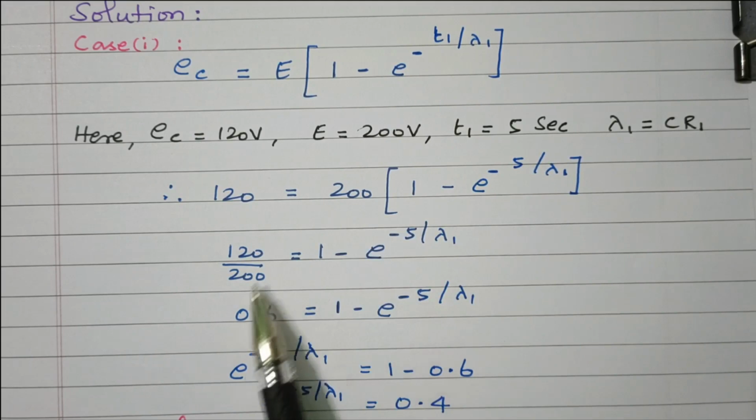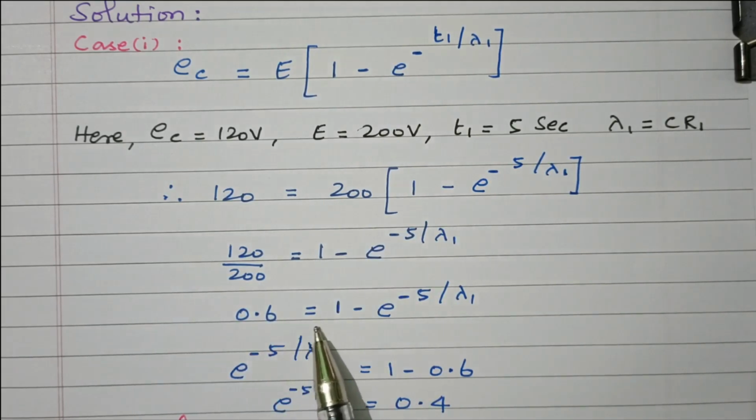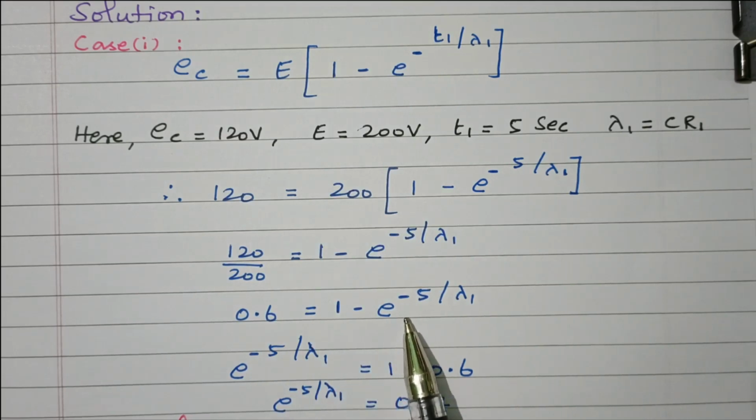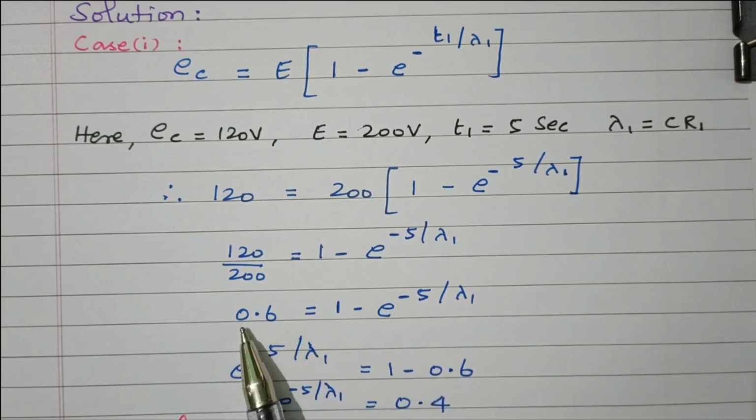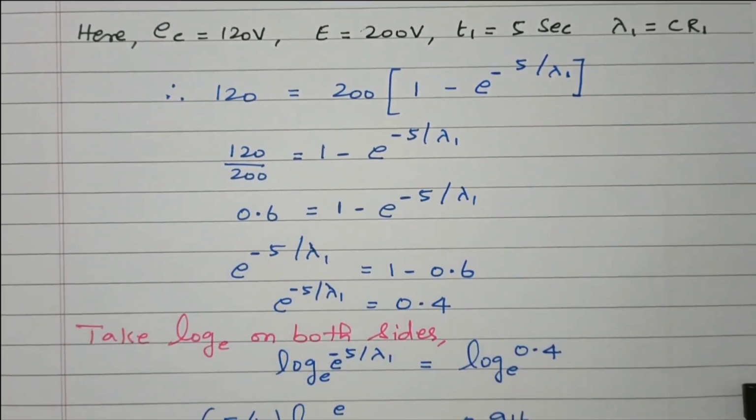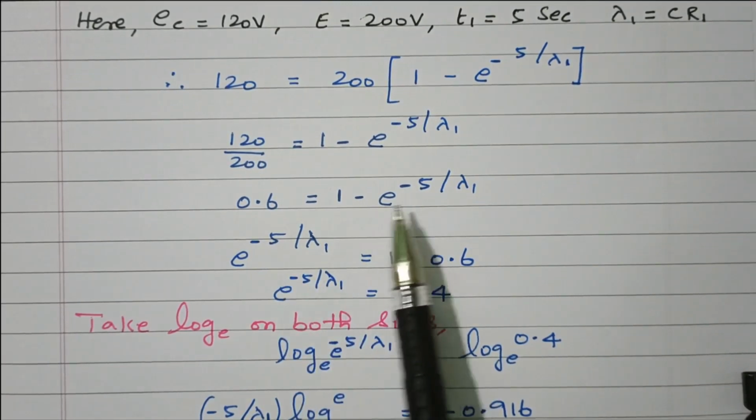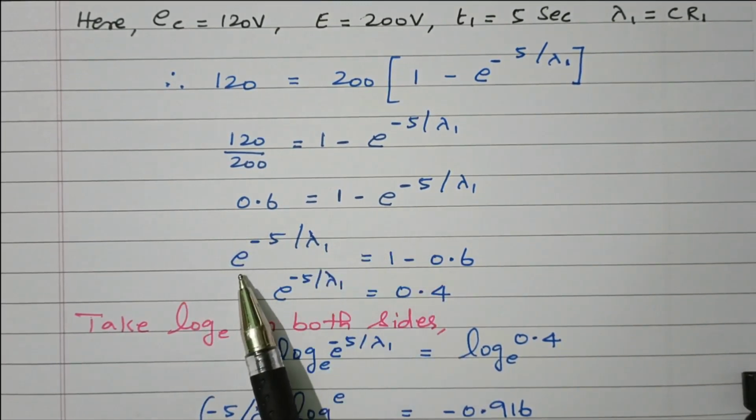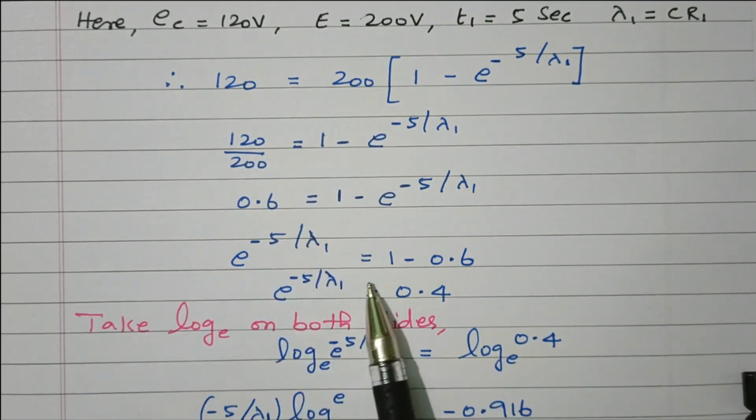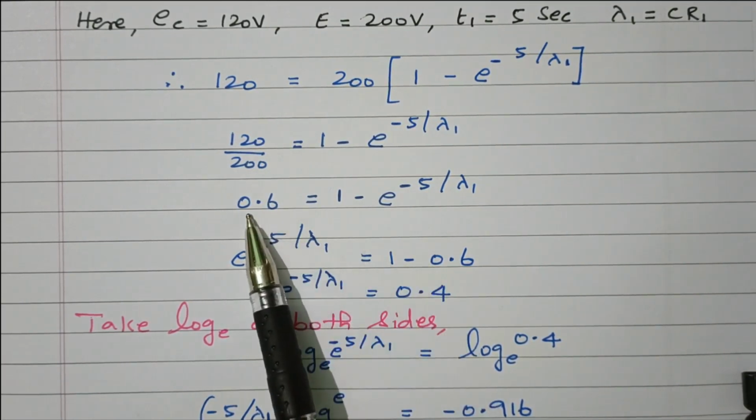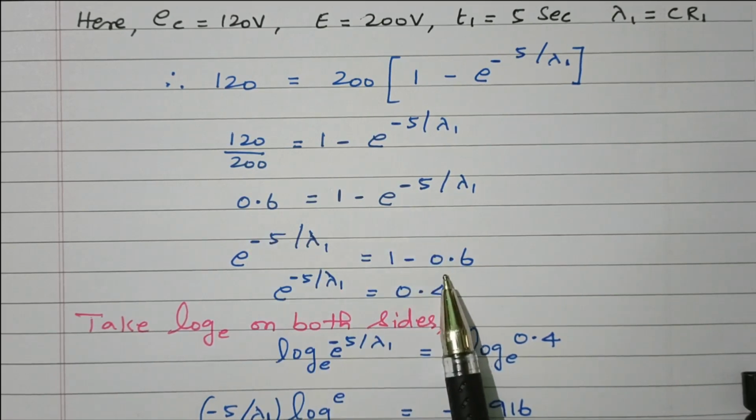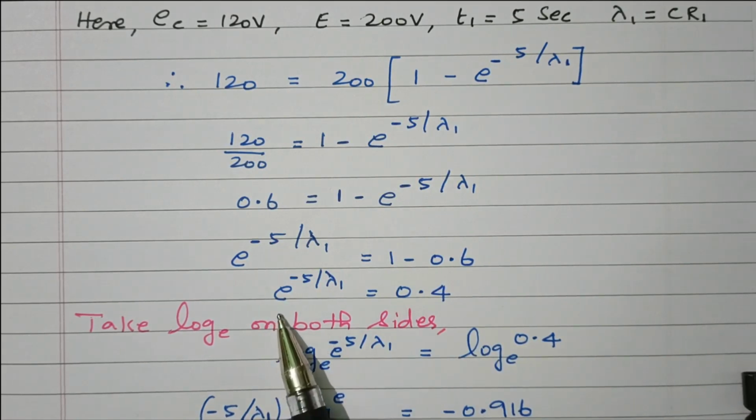Now bring this 200 to the denominator and go for simplification. So 0.6 equals 1 minus e power minus 5 by lambda. Now bring this e term to this side and 0.6 to that side, so that we can simplify further. Brought to this side, the negative becomes positive. e power minus 5 by lambda 1 equals 1 minus 0.6, which is 0.4. So e power minus 5 by lambda 1 equals 0.4.